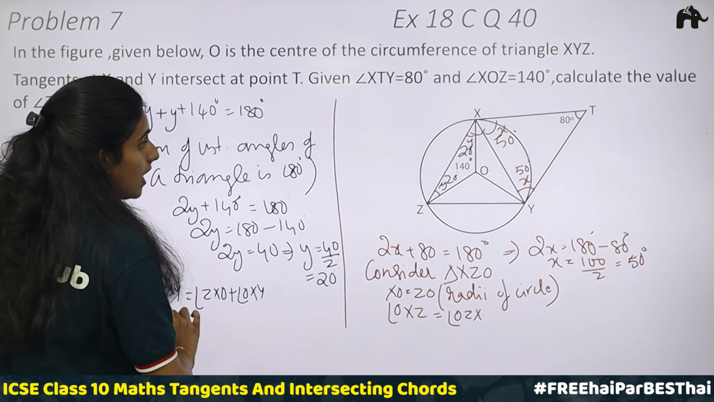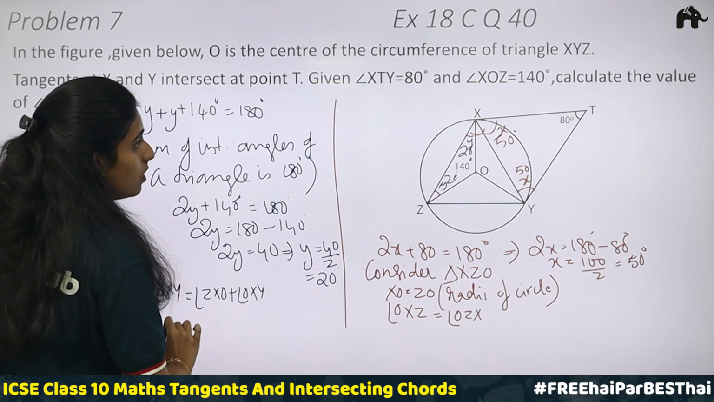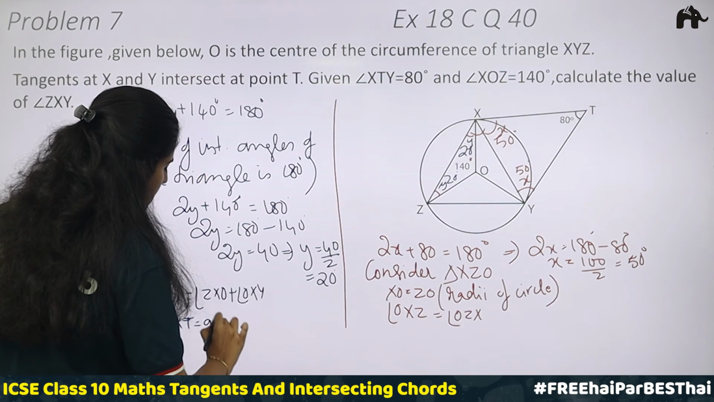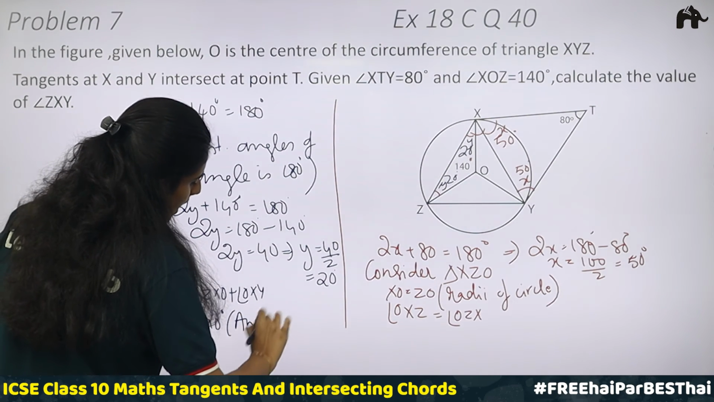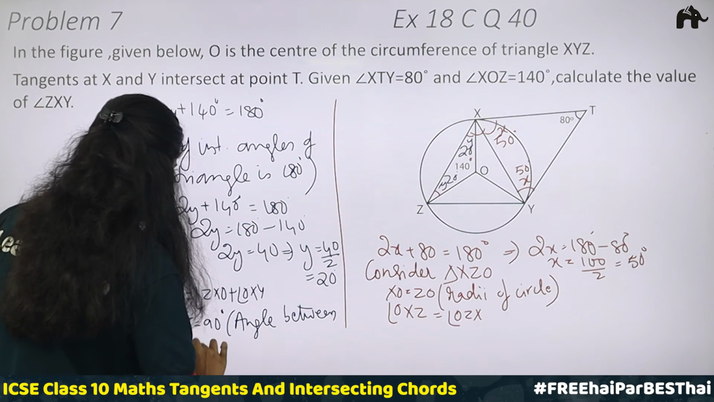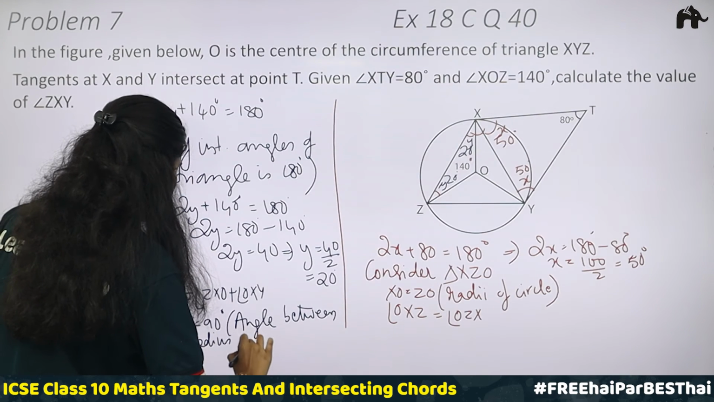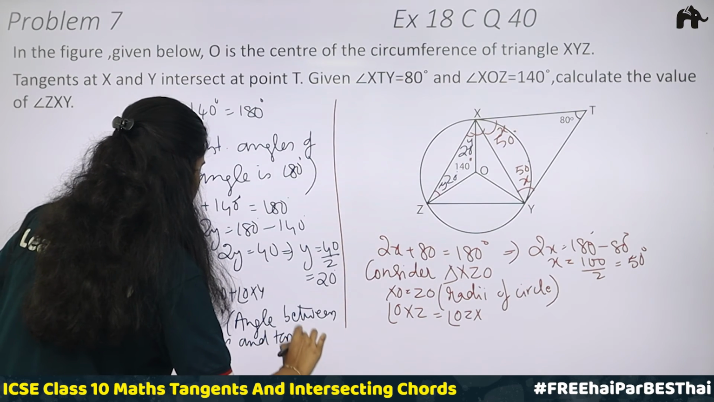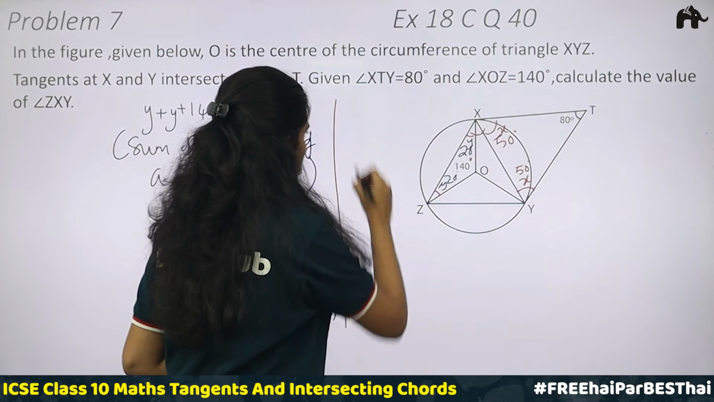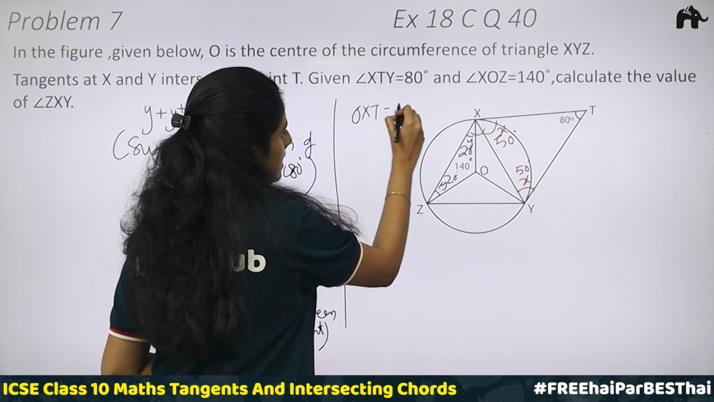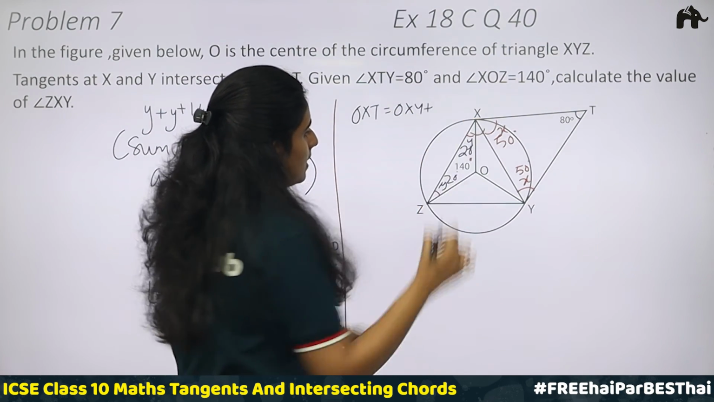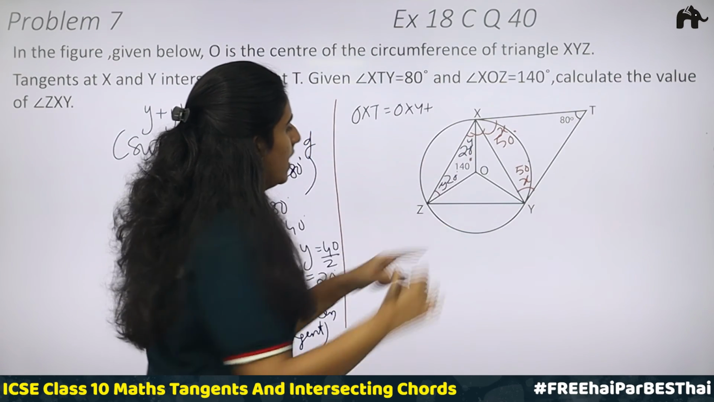Okay. Angle OXT is equal to 90 degrees. That is the angle between radius and tangent. Here this angle OXT is equal to OXY, this part, plus TXY.